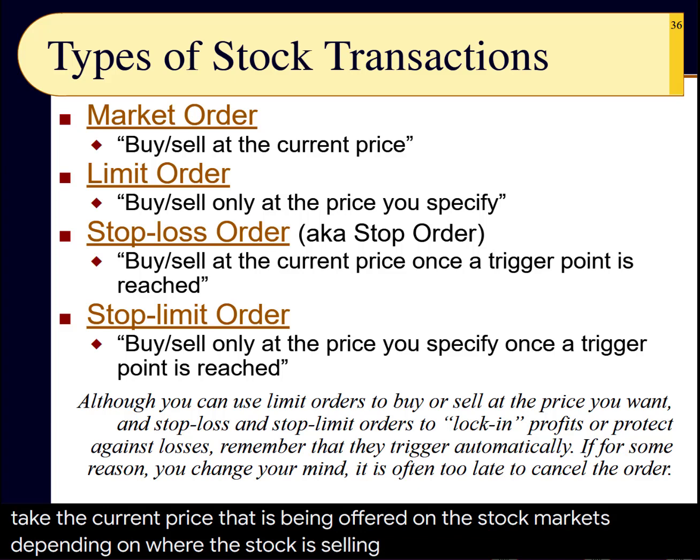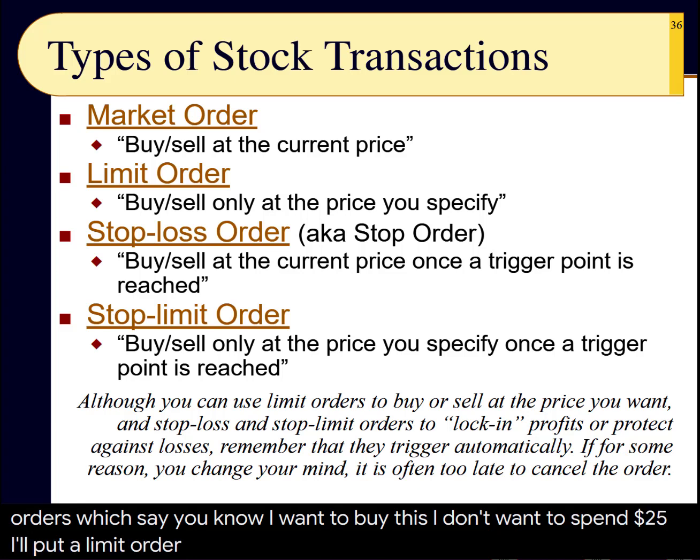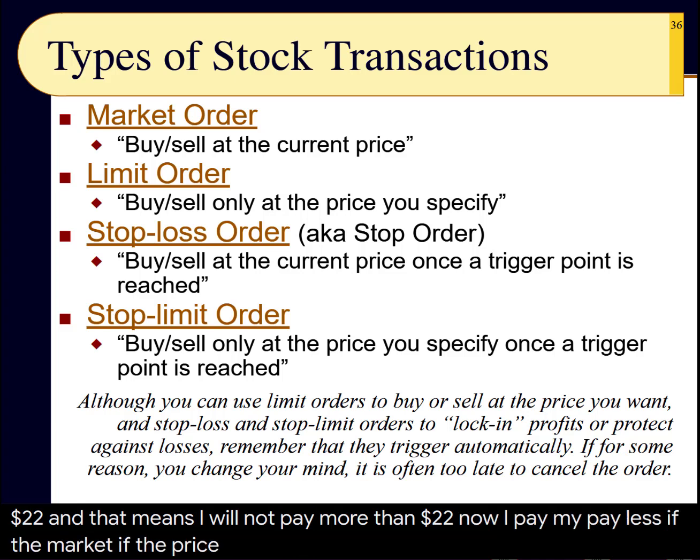But there are others, like limit orders, which say, I want to buy the stock, it's selling for $25, but I don't want to spend $25. I'll put a limit order, which says if it hits 20 or 22, I'll set a limit order for $22. And that means I will not pay more than $22. Now I might pay less if the price plummets, but I'm not going to pay more than 22.